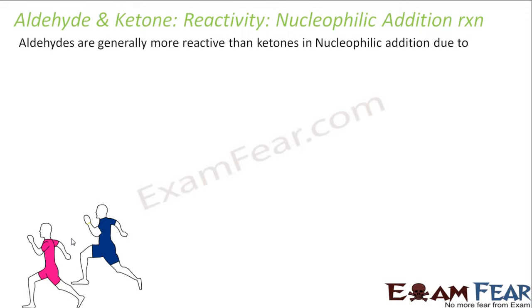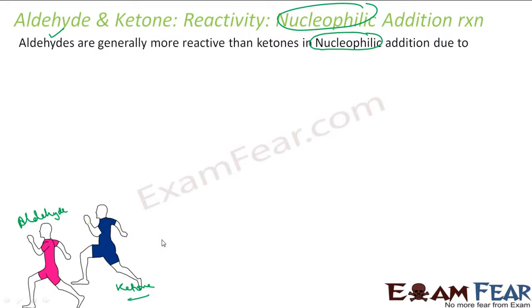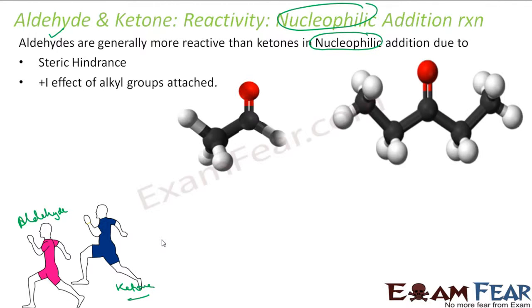We observe that aldehydes are more reactive, and this is the ketone. It is observed that aldehyde comes first. They are more reactive than ketones in nucleophilic addition reaction. As far as the nucleophilic addition reaction is concerned, aldehydes are more reactive. And there are two reasons. The first is steric hindrance and the second is the plus I effect. I'll tell you both. So this is my aldehyde and this is my ketone.